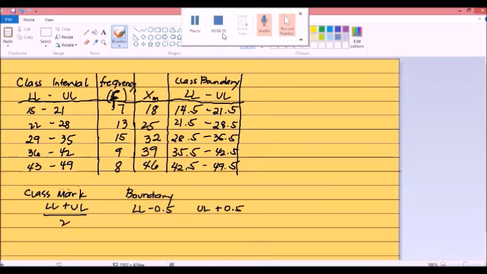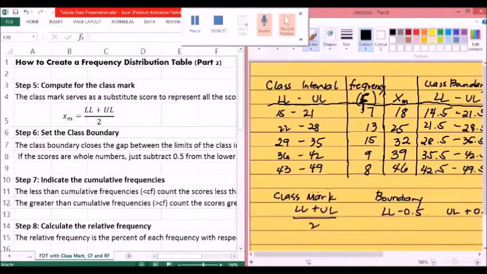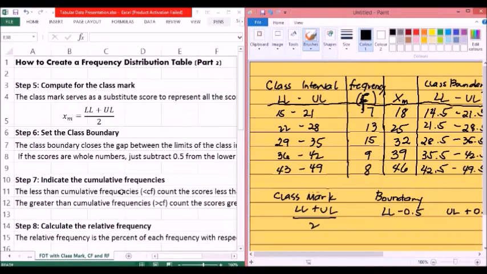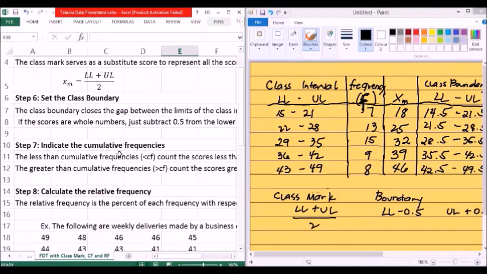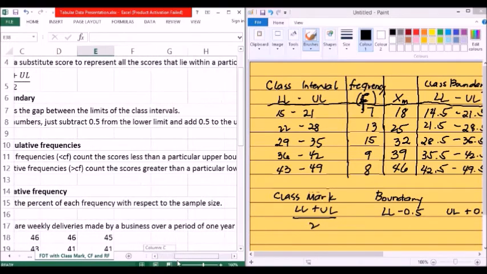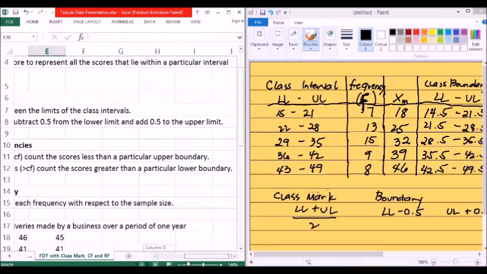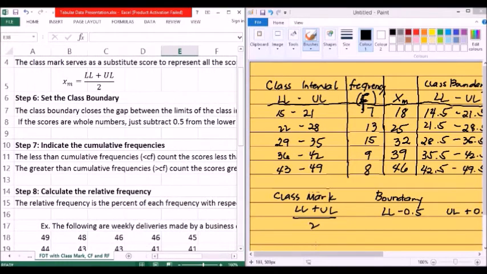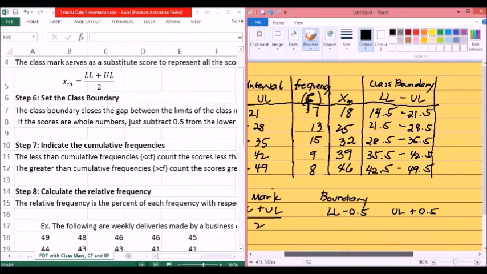Okay, so balik natin sa half-half ang ating screen. The next will be cumulative frequencies. So, pag cumulative, ibig sabihin, dumadagdag sa kasunod. Pag less than cumulative frequency, the count of the scores less than a particular upper boundary. So, for example, ilang scores daw ang lesser than 21.5.